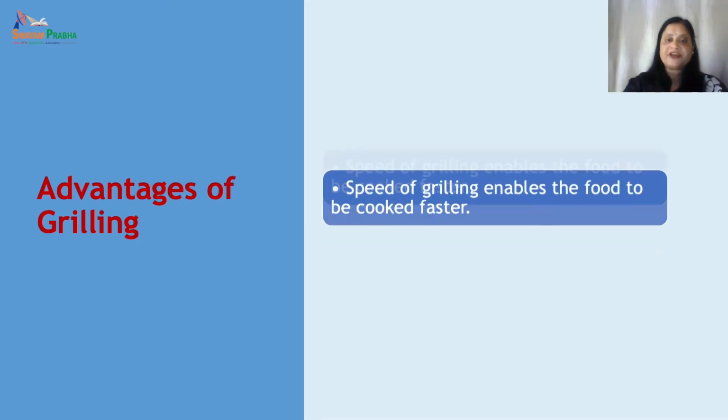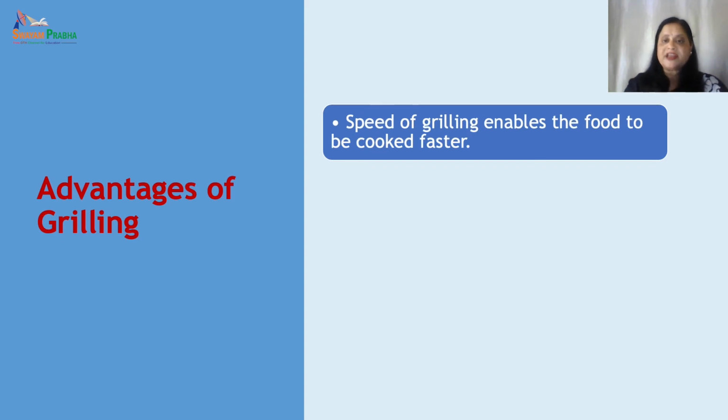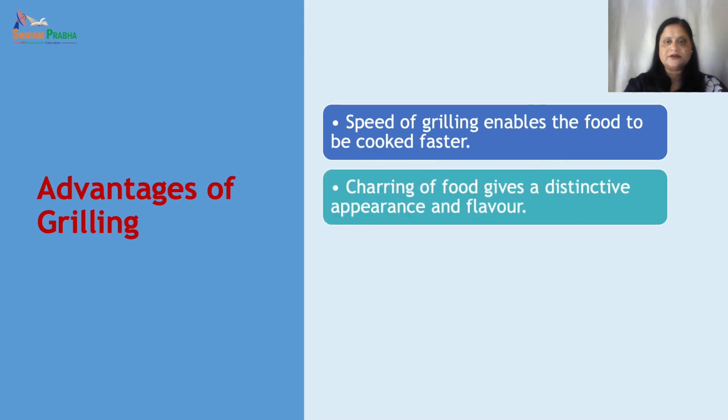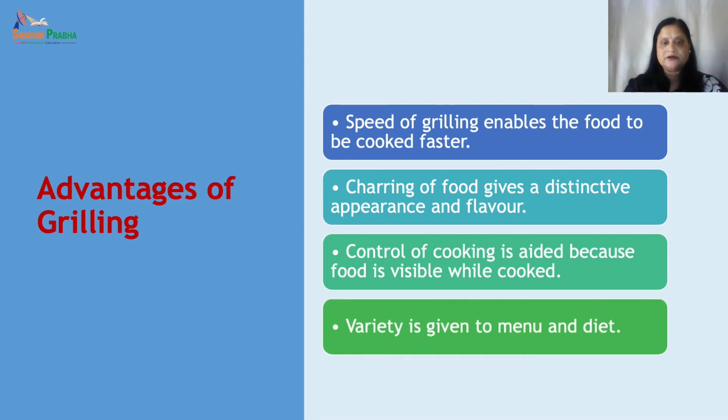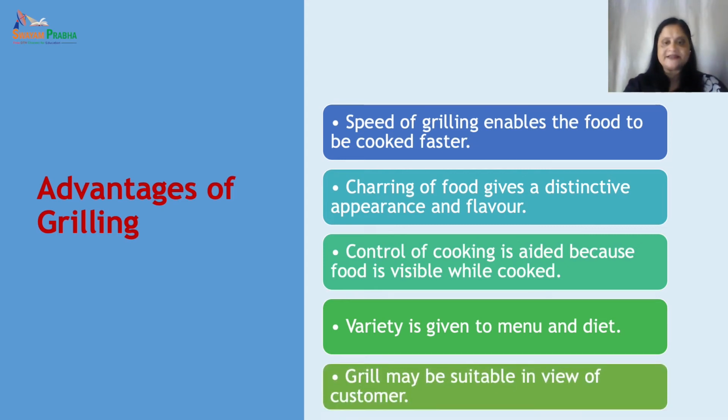Advantages of grilling. Speed of grilling enables the food to be cooked faster. Charring of food gives a distinctive appearance and flavor. Control of cooking is aided because food is visible while cooked. Variety is given to menu and diet. Grill may be suitable in view of the customer.